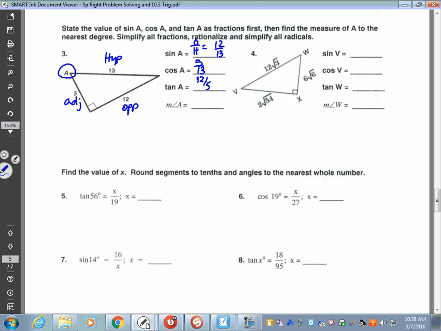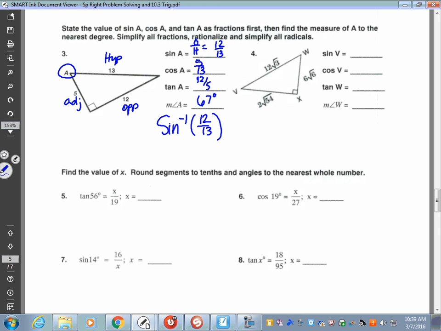Now, how do we get to the measure of angle A? You do the inverse. Which one do you want to do the inverse of, sine, cosine, or tangent? Do sine inverse, and then you type in 12 over 13. You would literally have to type that into the calculator. Sine inverse 12 over 13, and round to the nearest whole number. For degrees, it's whole. So 67 degrees. Okay, you must have typed something wrong. I did 13 over 13.